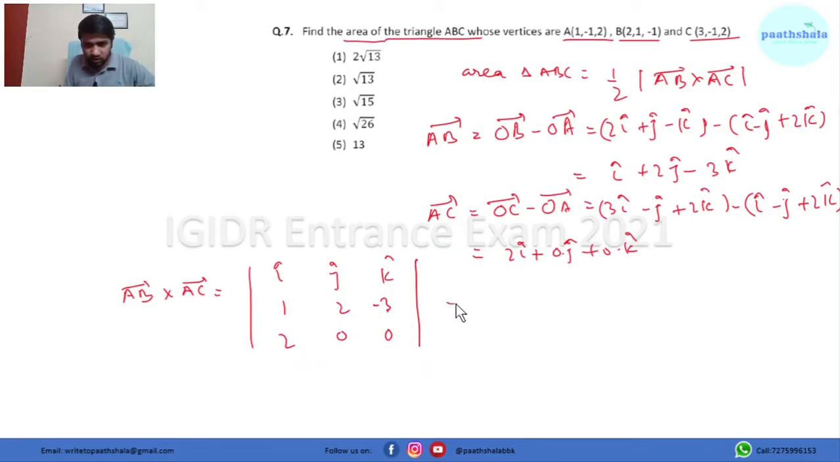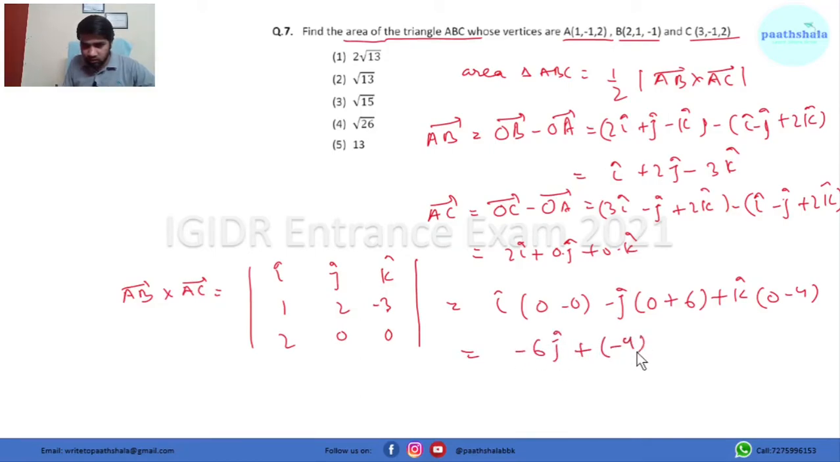Now expand it. When you expand it, for i cap, this comes out to be 2 into 0, 0, and 0 into minus 3, 0. Then minus j cap, then you multiply this: 1 into 0 is 0, and 2 into minus 3, so minus minus plus, this comes out to be 6. Plus k cap: here 1 into 0 is 0, and 2 into 2 is minus 4. So finally it is coming out to be minus 6 j cap and minus 4 k cap.